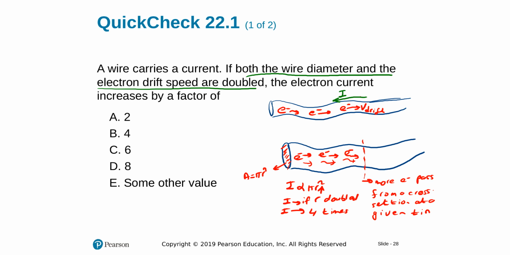If I increase the drift speed as well, if the drift doubles, current is also directly proportional to drift speed. That means more electrons per unit time are passing through a section I'm looking at. So current will also double. So our current is doubled by the drift speed being doubled here, and 4 times here, quadrupled if you like.